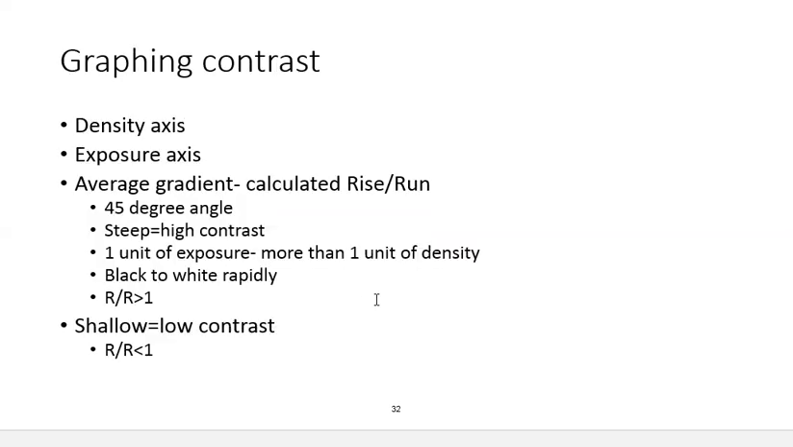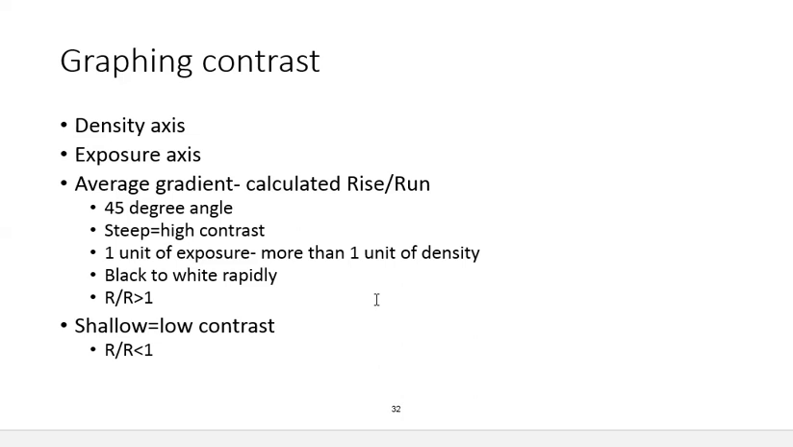So again, we got a throwback to the H&D curve here. We got two axes. We got the density axis, which is a horizontal axis. The exposure axis is the vertical axis. Average gradient is a measure of contrast, and it's calculated as rise over run, and that's how you calculate a lot of different things. Rise over run is slope of a hill, slope of a roof. That is how high something goes over how far out it goes.